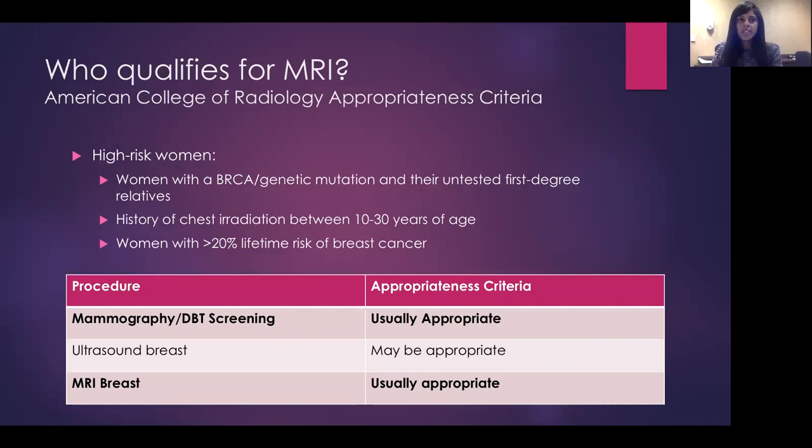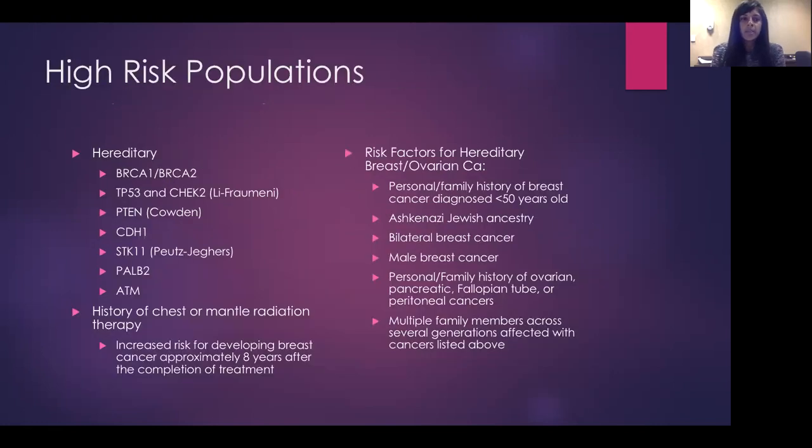So who qualifies for MRI? This is really for screening. This is really done for women who are high risk. So women who have a known genetic mutation, such as a BRCA mutation, which has been tested themselves or in an untested first-degree relative. If they've had chest radiation between the ages of 10 and 30, or if they have a known greater than 20% lifetime risk of breast cancer. And these are some of the high-risk populations. So these are some of the genetic hereditary mutations, again, the chest or mantle radiation. And these are some of the risk factors that may put them at a greater than 20% risk.